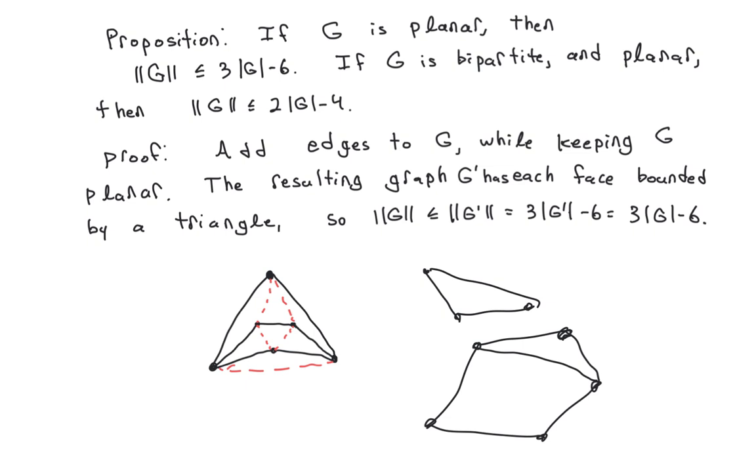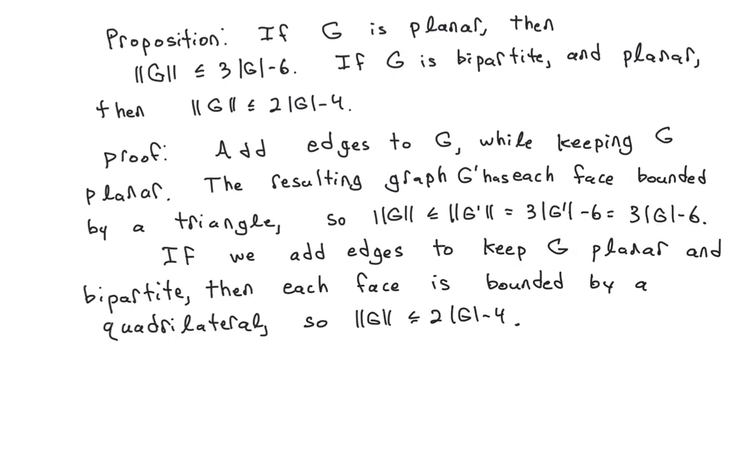At that point, the number of edges is exactly this formula we had before. But since we added edges to our graph, this creates an upper bound for the number of edges in the original graph. So the number of edges is at most 3 times the number of vertices minus 6. There is a second part of this proof.